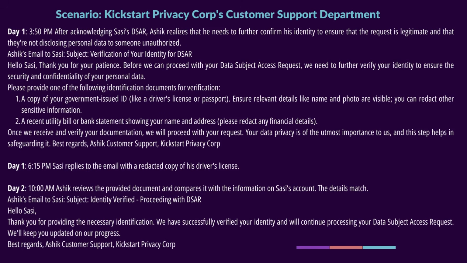The same day at 6:15 p.m., Sasi replies to the email with a redacted copy of his driver's license. Day 2 starts. At 10 a.m., Ashik reviews the provided document and compares it with the information on Sasi's account. The details match. Ashik emailed Sasi saying that with the identity verified, they are proceeding with the DSAR.